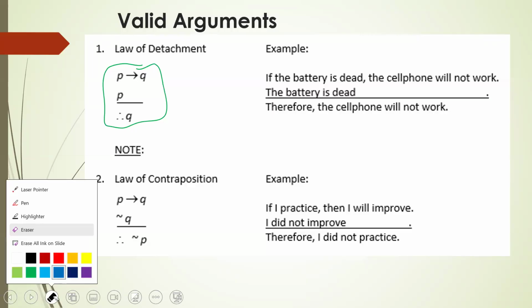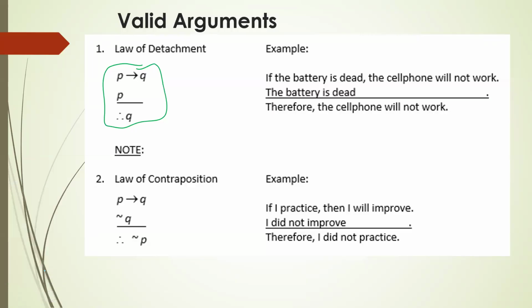Over there on the right, we have our P implies Q: if the battery is dead, the cell phone will not work. So if the battery is dead, that's P, the cell phone will not work, that's Q. Again, we assume that's true. And then we also assume that P, the battery is dead, is true. And so therefore we can conclude Q, that the cell phone will not work. So that is the law of detachment.